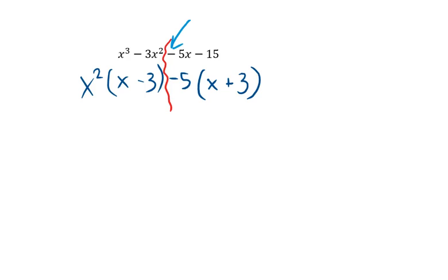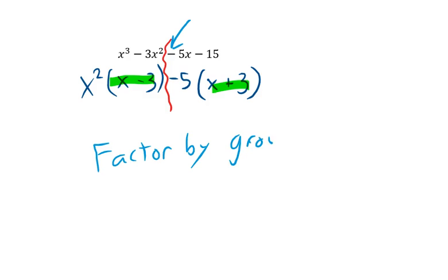Did I do something wrong? I don't see anything wrong. The fact that this and this do not match means factor by grouping did not work. It means I probably typed up the problem wrong.